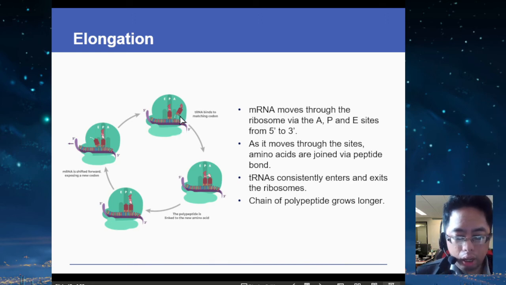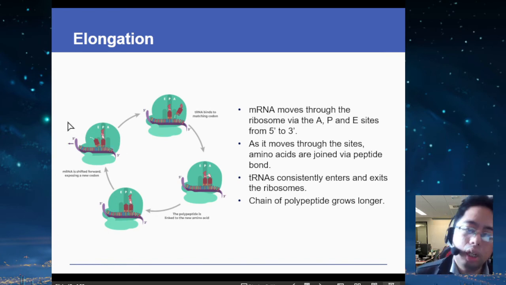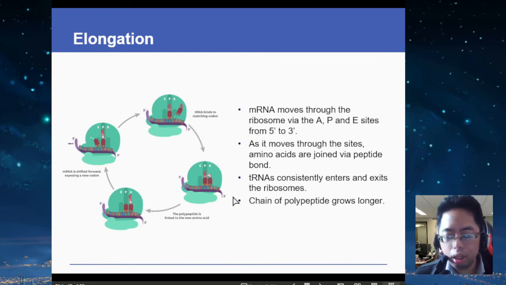And then at P, the amino acid will attach or join. And then when it moves to E, it will eject. So like this, and then this. What happens is that this tRNA that has merged its amino acid with the previous one will be removed. So the polypeptide chain will grow longer.